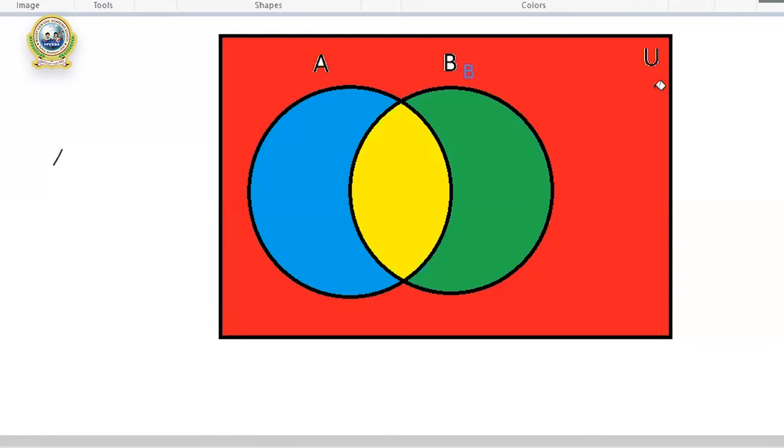Okay, now let me come to Mr. Avushan Basnet. Do you agree with Sangam Bhandari? He said the answer for A union B complement is blue, green, and red. Do you agree with this? No, sir. What do you think is the answer for this then? Sir, blue, yellow, and red. Blue, yellow, and red.